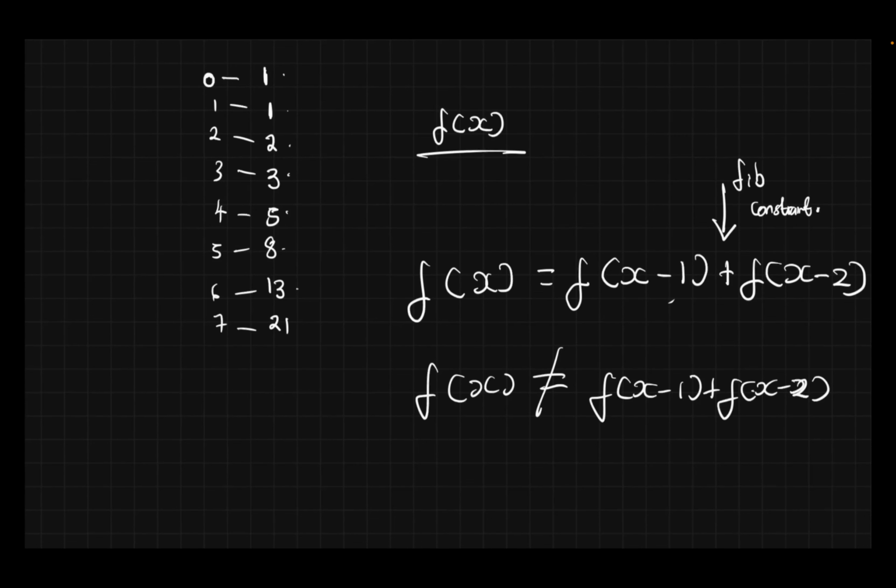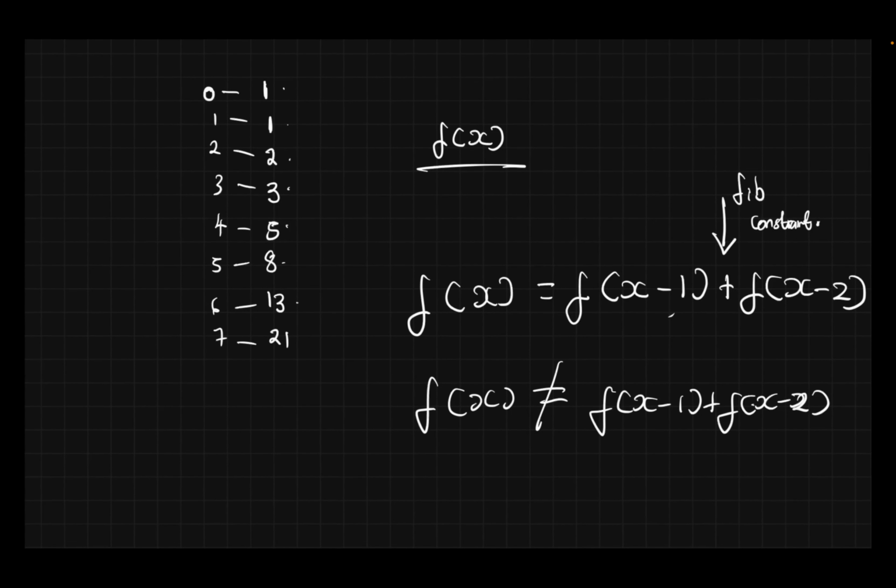But this is not enough though. There's another constraint that we need here. We need to make sure that the person started from 1 and 1, because the person could have started from 5 and 9, but done the Fibonacci correctly, 5 plus 9. But that's not what you were asking. You were saying start from 1, 1 and tell me what the 7th or the 8th is. So that means you need another constraint.